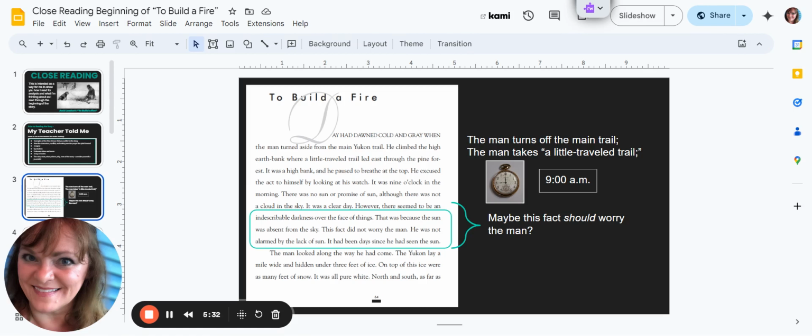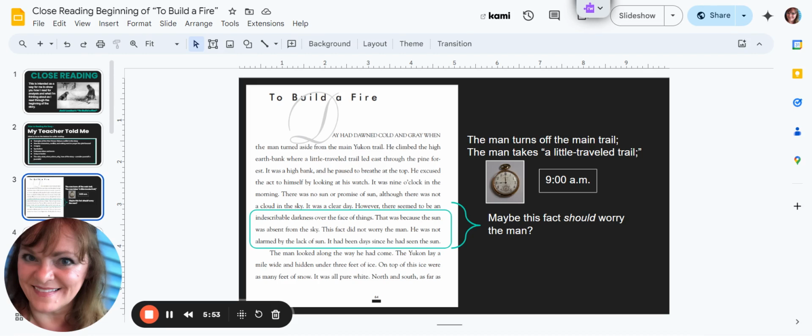"That was because the sun was absent from the sky." Well, we know literally that can't be true, right? If it's daytime, the sun is in the sky somewhere. Just because you can't see it doesn't mean it isn't there. So again, I'm perplexed by how the sun is absent if there's not a cloud in the sky.